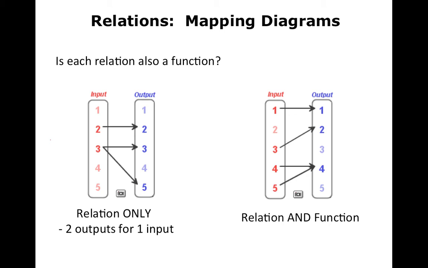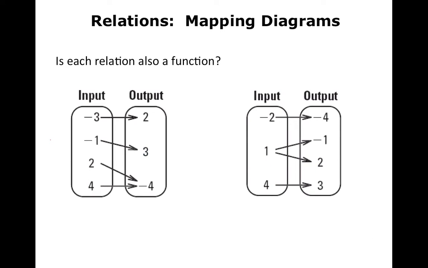In this case, every input still produces only one output. So it is a relation and a function. There's one output for each input. So now, see if you can do this one. Take a moment. Look at the first one. Is it a function?